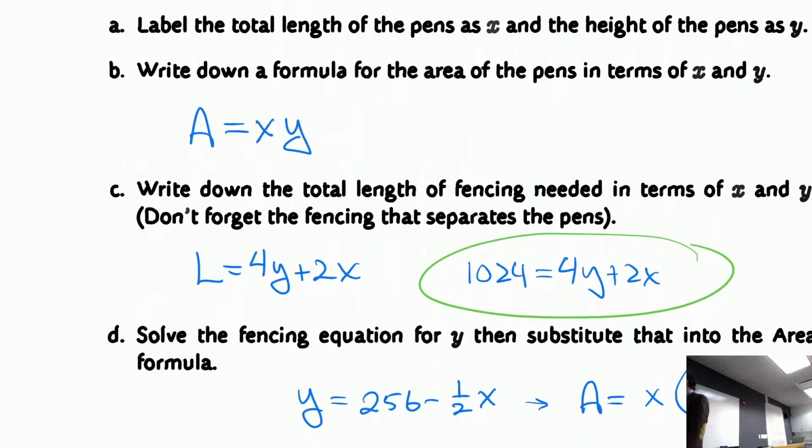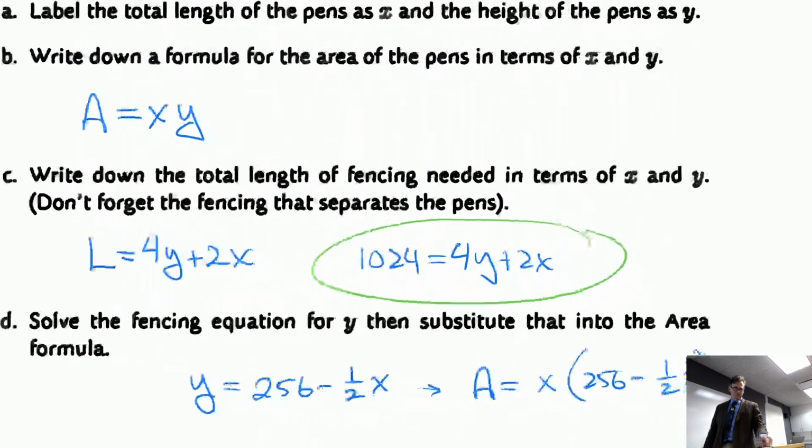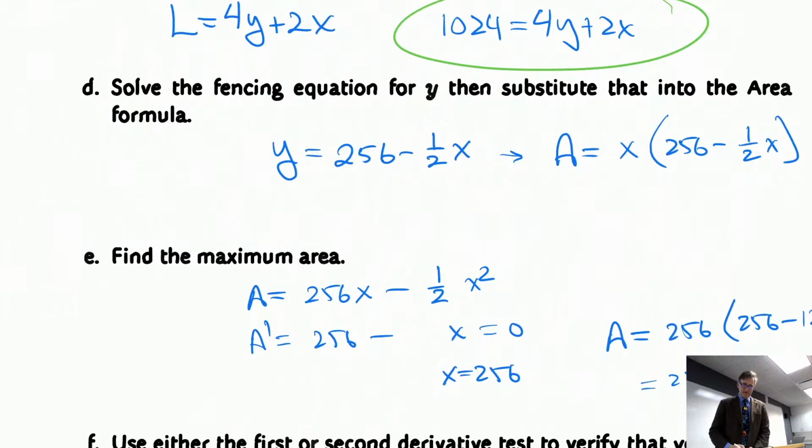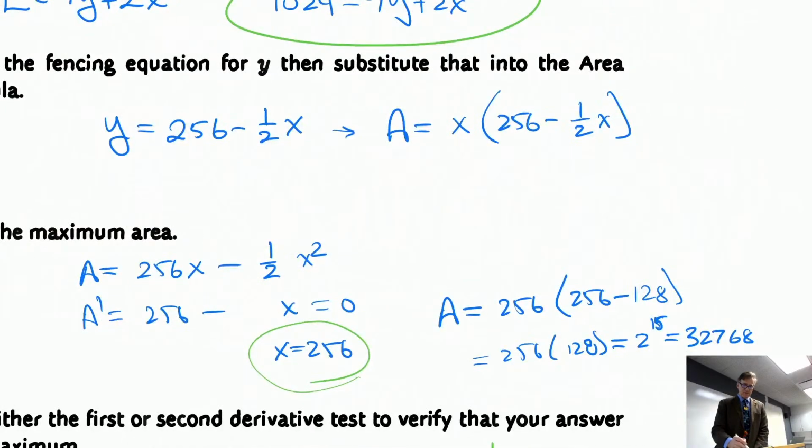Anyway, I'm going to substitute. I solved for y, stuck it in here for x. So notice that my area is now x times this nasty thing. And then I simplified that down here. And then I just did the calculus. Take the derivative, set the derivative equal to 0. I ended up with x equals 256. I want to find the actual area, so I basically plugged 256 into my area formula up here.